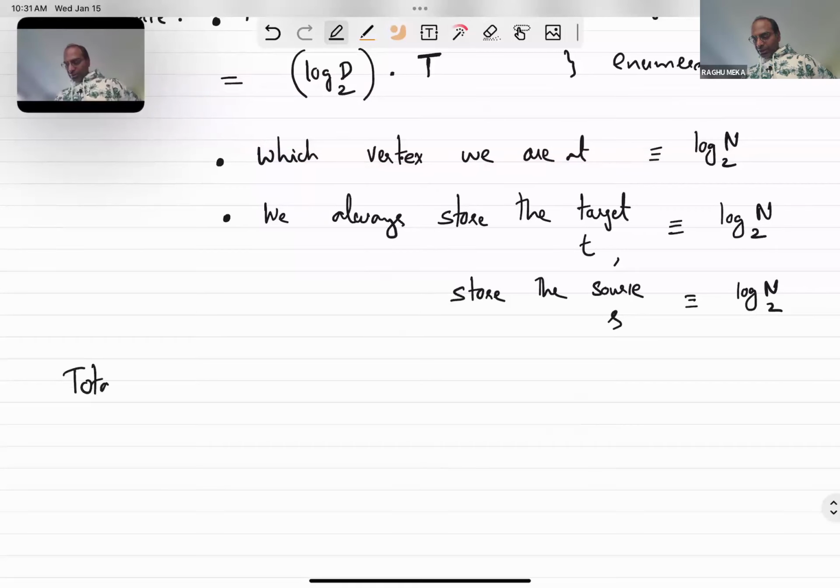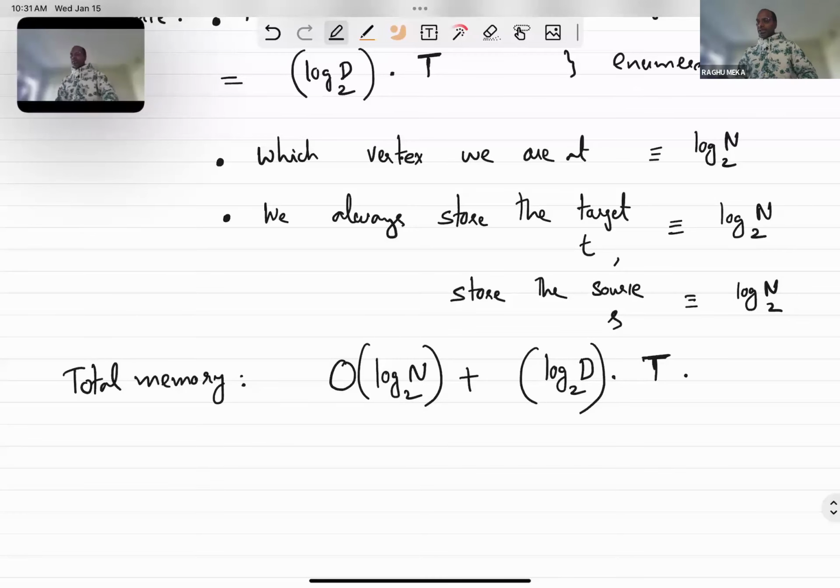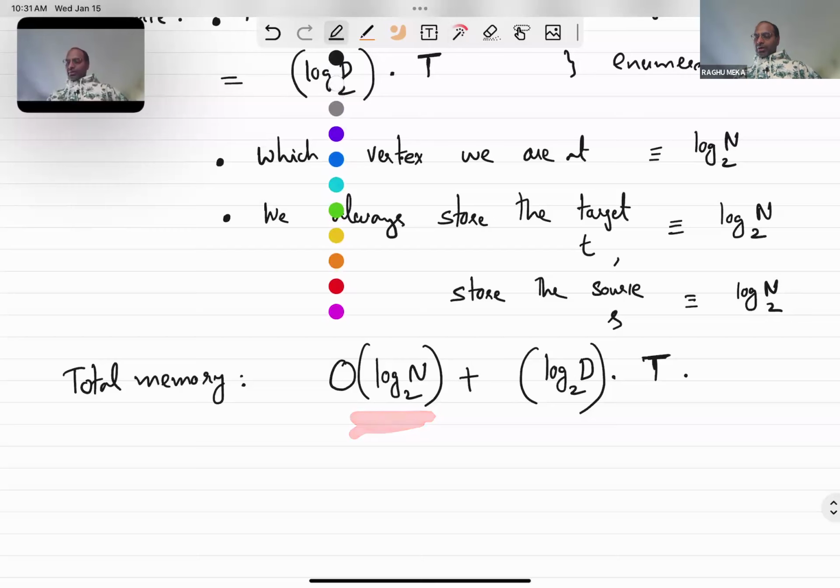So the total memory is basically order of log n plus the degree times t. Okay, and we are fine with log n usually, so we have to worry predominantly about this.